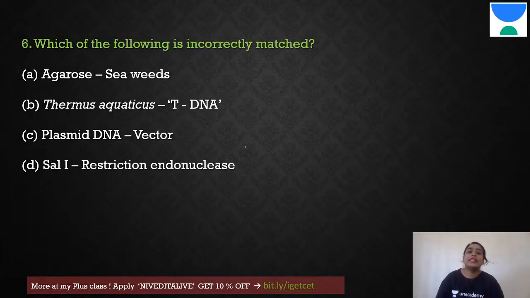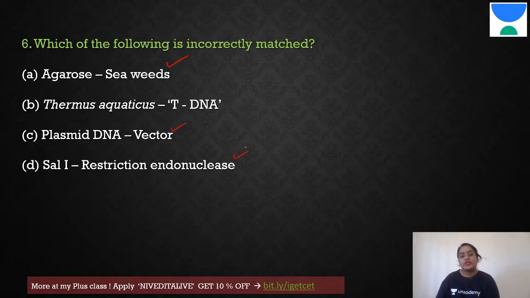Which of the following is incorrectly matched? Agarose, seaweeds; Thermus aquaticus, Taq DNA polymerase; plasmid, vector; SalI, restriction endonuclease. Now, this question may be a little difficult for you to answer if you have not studied that biotechnology chapter. So, agarose gel electrophoresis is a process which we use to separate DNA. Yes, it uses the gel from seaweeds. Okay, plasmid DNA acts as a vector, that is to carry your gene of interest, that is a vehicle.